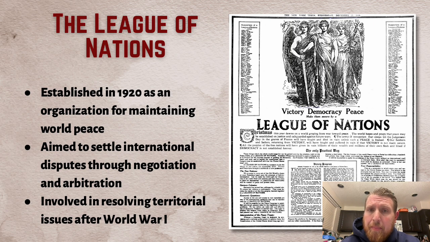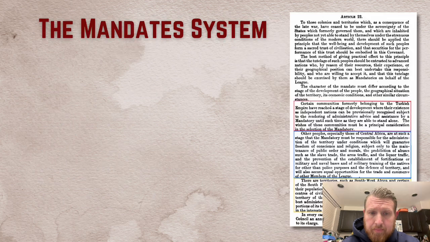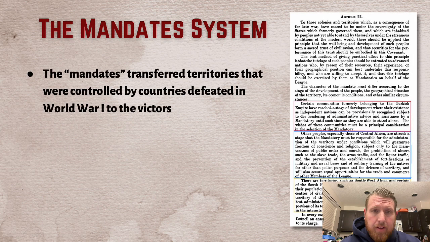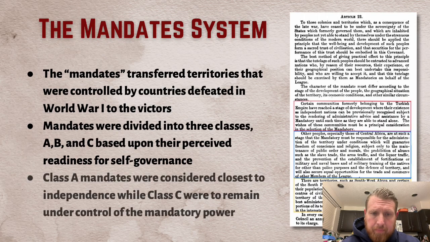The mandate system administered territories on behalf of the League with the goal of preparing them for independence. The system was applied to former colonies and territories of the defeated Central Powers. Under the League of Nations mandate system, territories that were controlled by countries defeated in World War One were transferred to the victors under the guise of mandates. This system was theoretically designed to prepare the territories for self rule and independence, although in practice it often amounted to little more than a redistribution of colonies among the victorious powers.